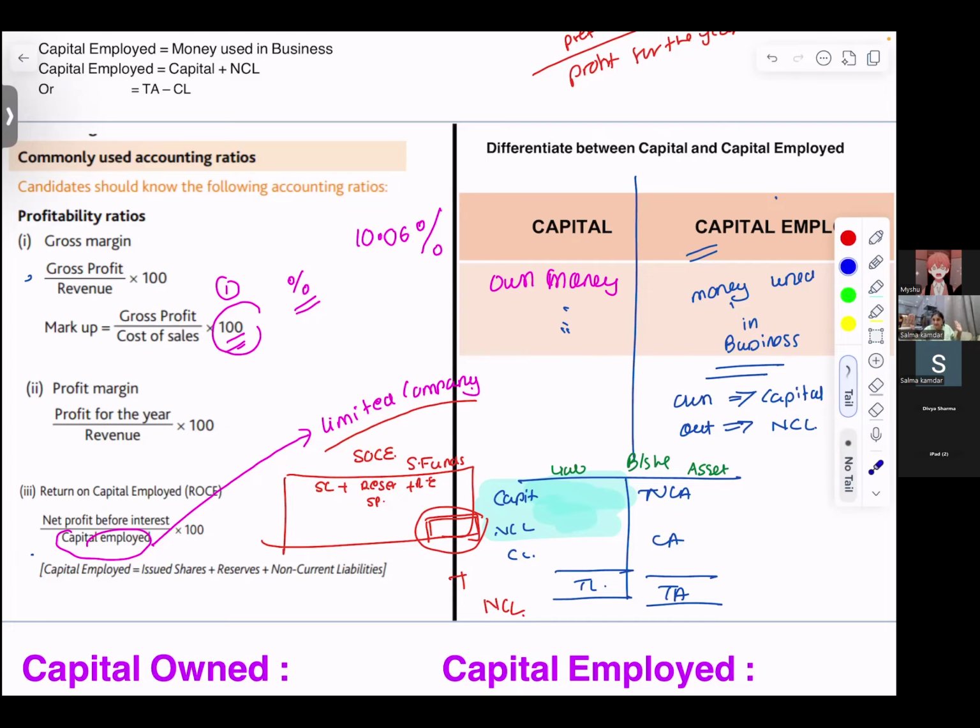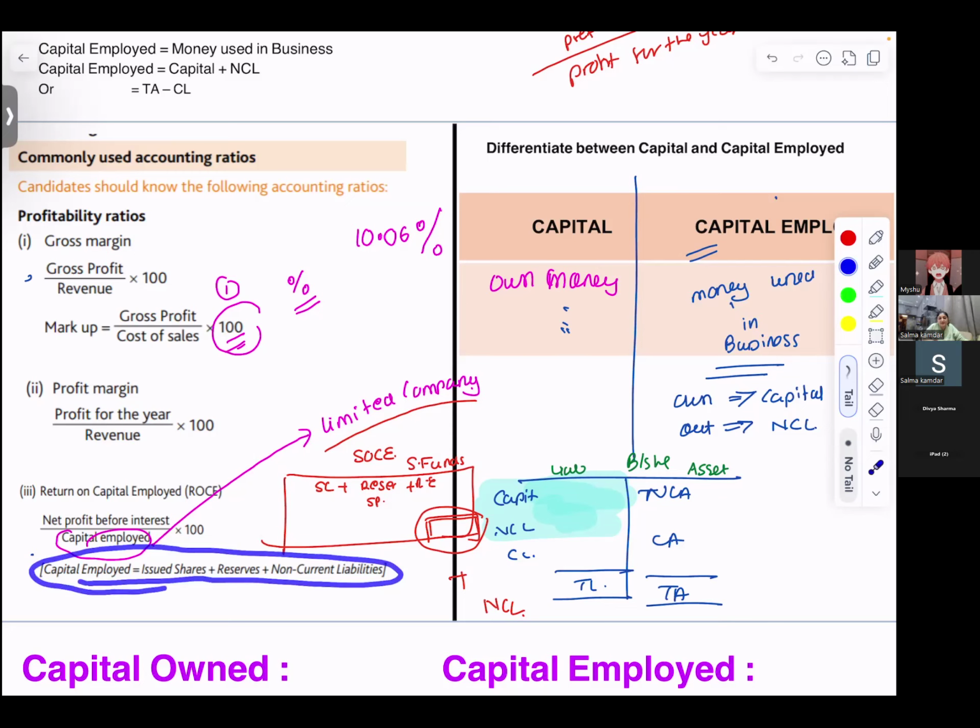What happens is where the kids get confused is they only take the shareholders' funds and they forget the reserves. Or they only take the share capital and do not add in the reserves. This is the only twist for capital employed in limited companies.